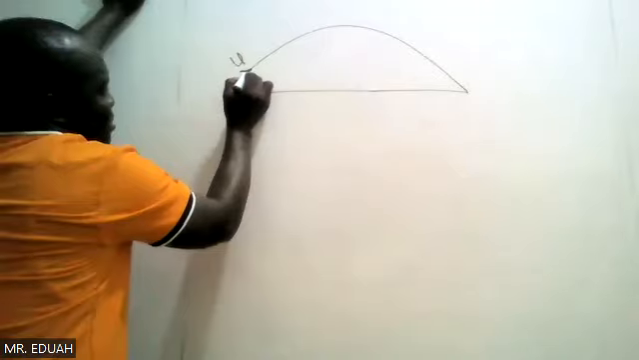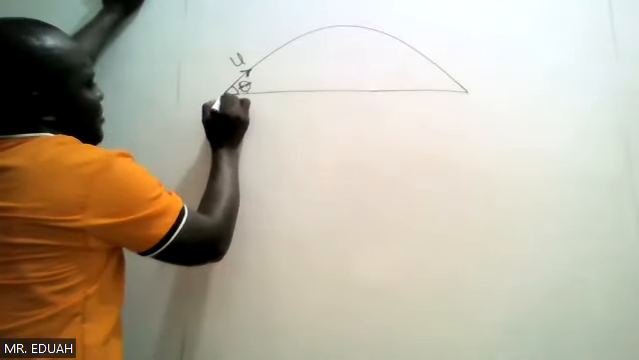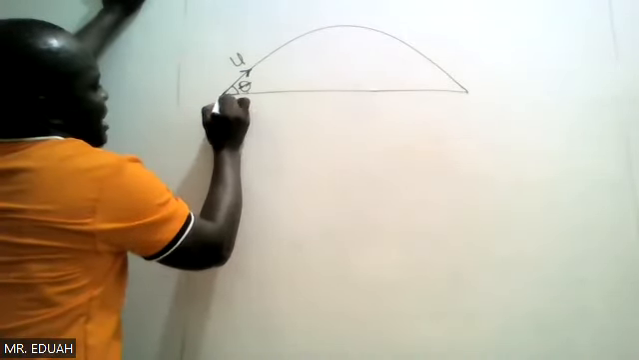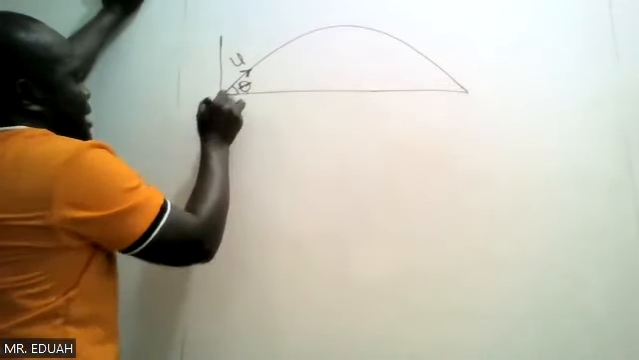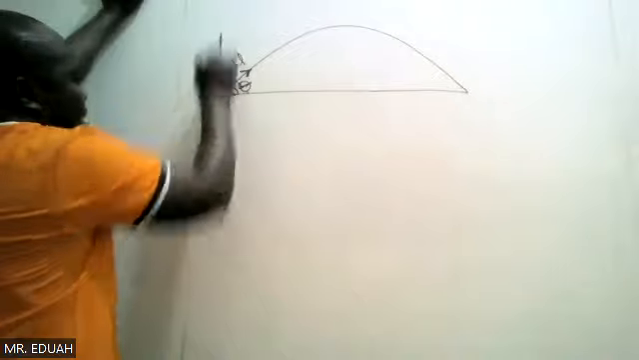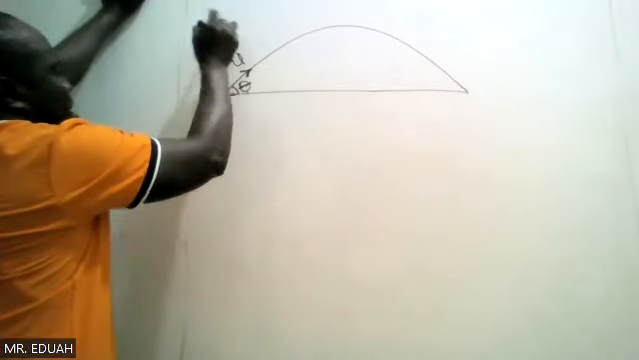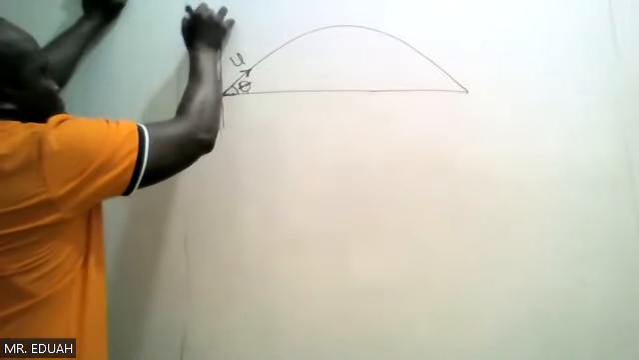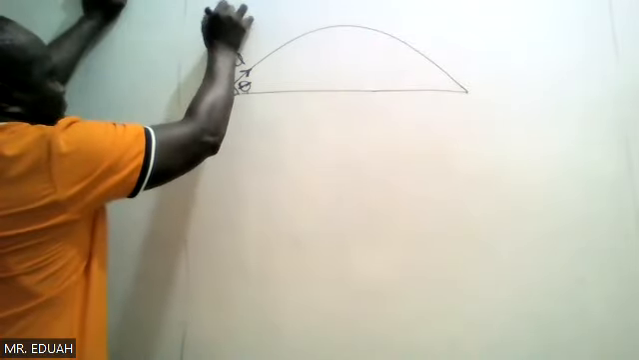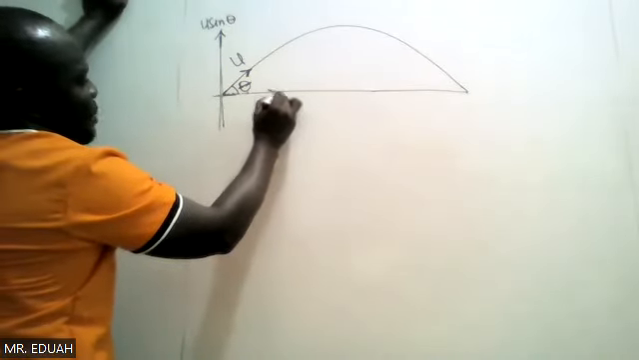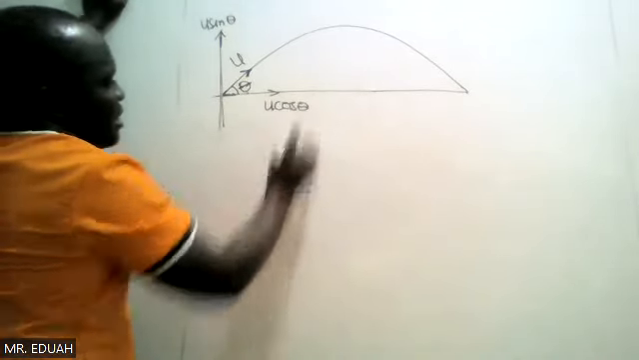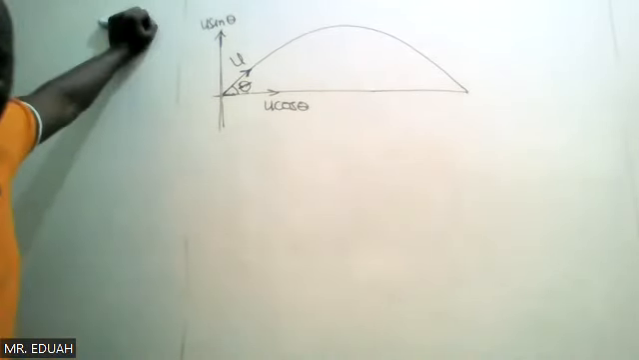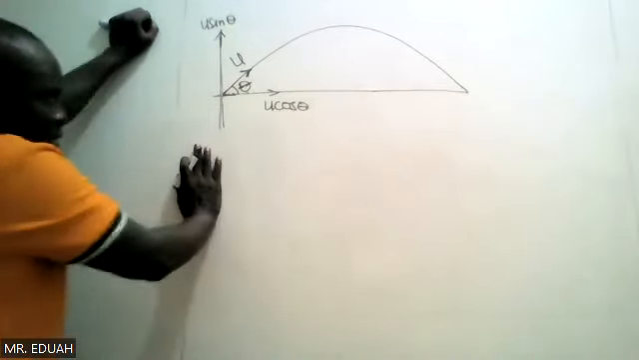I understand that because the velocity is given at an angle, it will be divided into 2 parts. The vertical part, u sin theta, and the horizontal part, u cos theta. This is very, very key. This is very, very important.